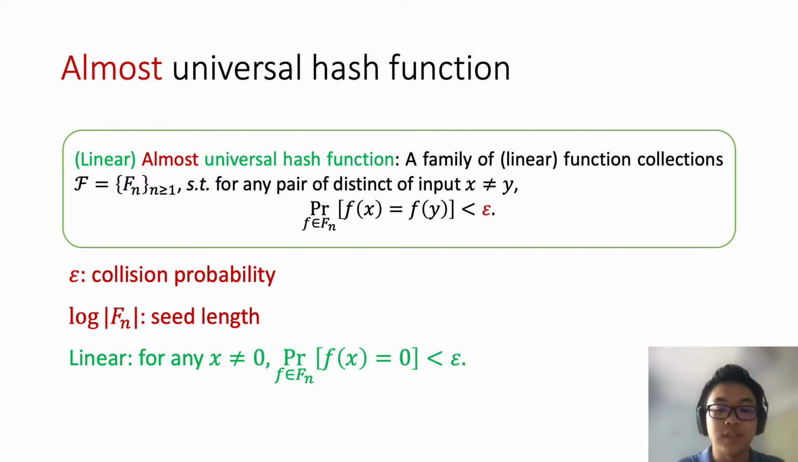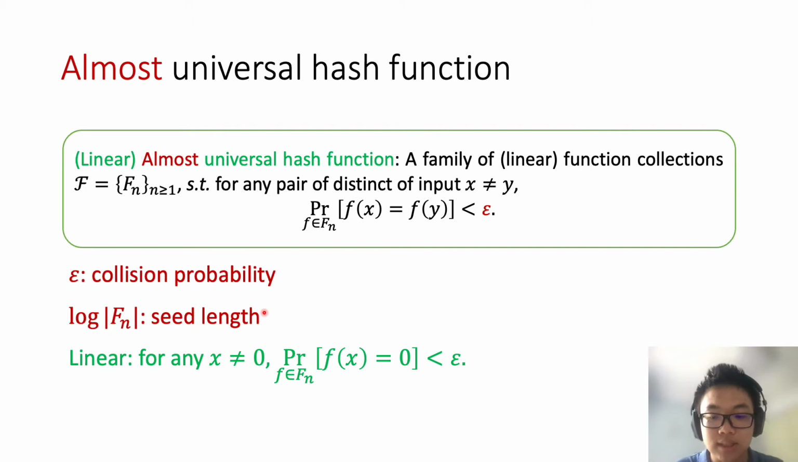The almost universal hash function is, instead of having the probability that the hash values collide to be 2 to the minus output length, we only need it to be smaller than some small epsilon. And this relaxation allows us to give very efficient constructions. We'll see. Here, the epsilon is called the collision probability of this hash function, and the logarithm of the size of this collection is actually the seed length. This is uniformly selecting a function from the collection.